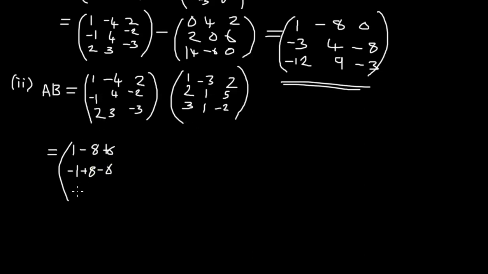When you move to the last row here, you also move to the last row there. So 2 times 1, you get 2. And then 3 times 2, you get 6. So this is a positive 6. And then negative 3 times 3, you get a negative 9, sorry.